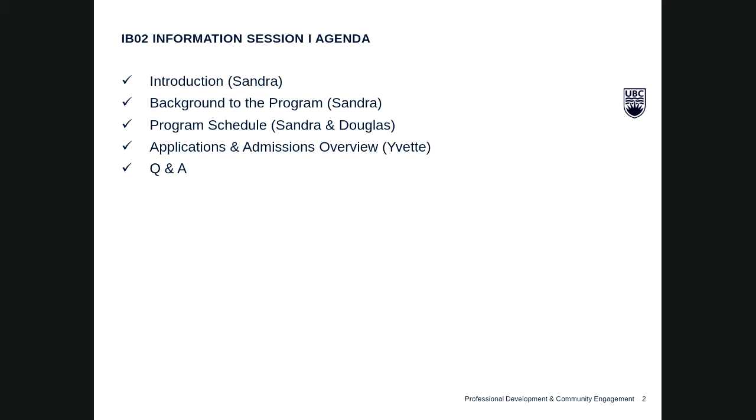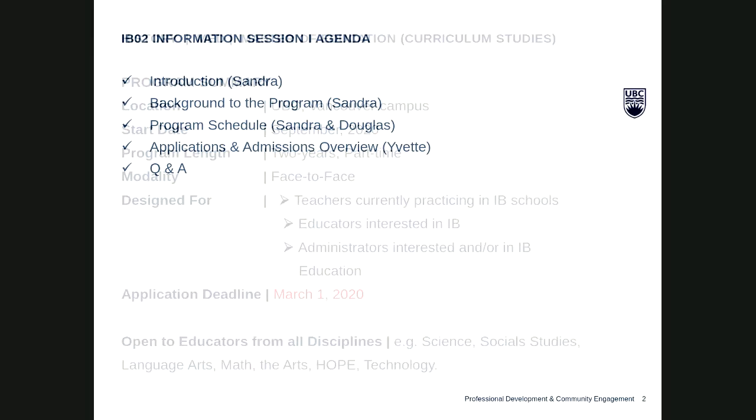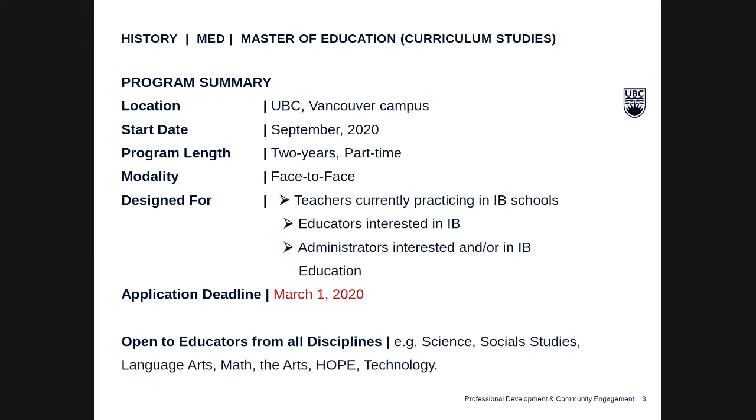All right, so let's look at our first slide here. We're located on UBC Vancouver campus. The start date is September 2020, and you can see the application deadline is March 1st, 2020. I did have some people say, oh, I saw February. No, it's definitely March 1st. So you have some time to apply.